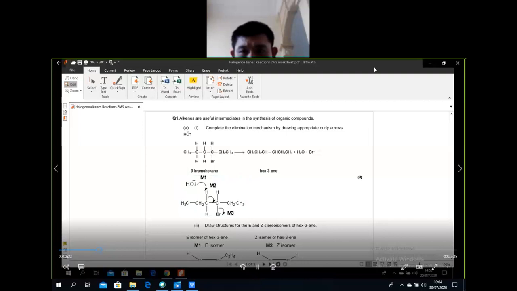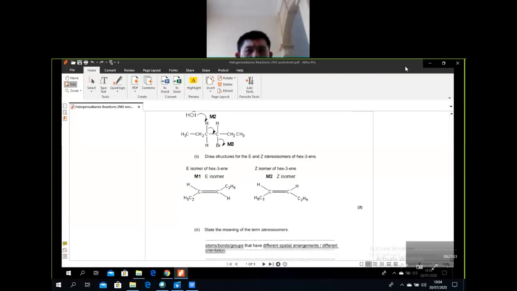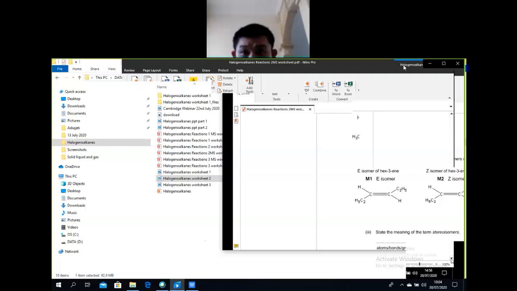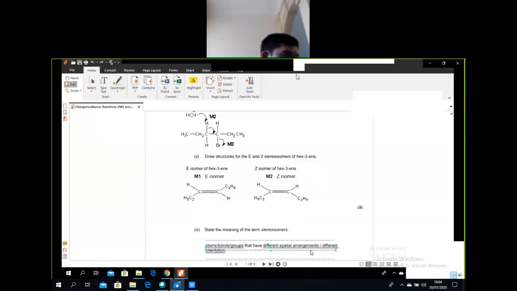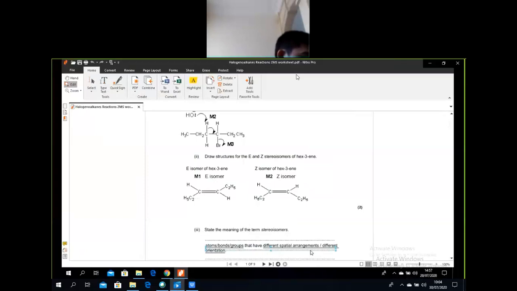And then we have to draw the structures of E and Z stereoisomers of hex-3-ene. E and Z refer to trans and cis. E is for trans, while Z is for cis. As we can see in the alkene, if there are two same atoms located diagonally, it is called trans. While if there are two atoms located horizontally, they are called cis.